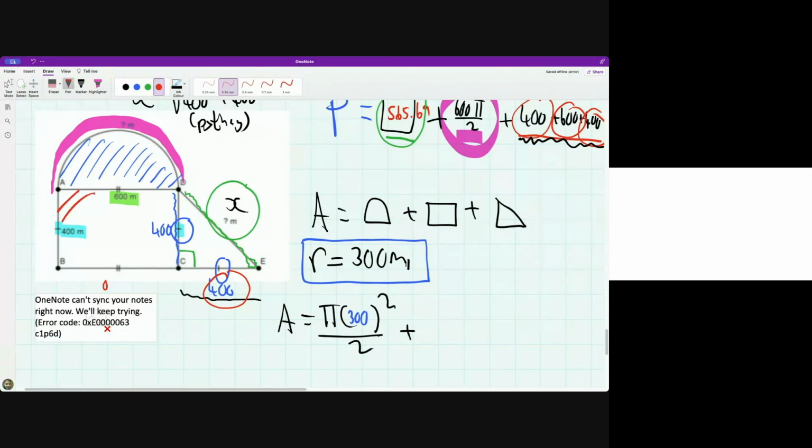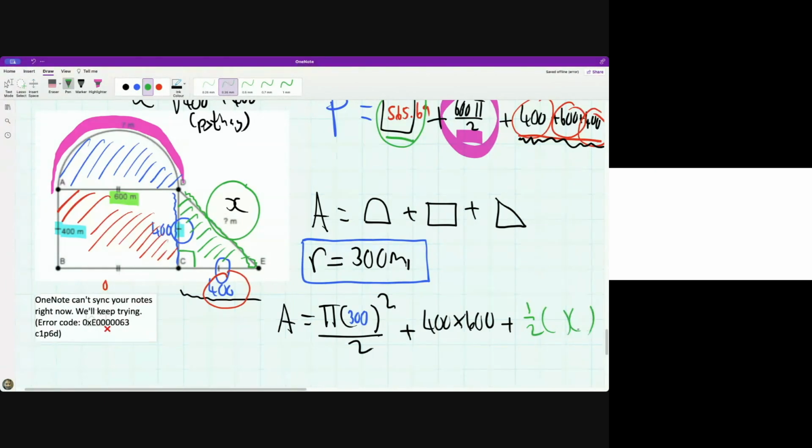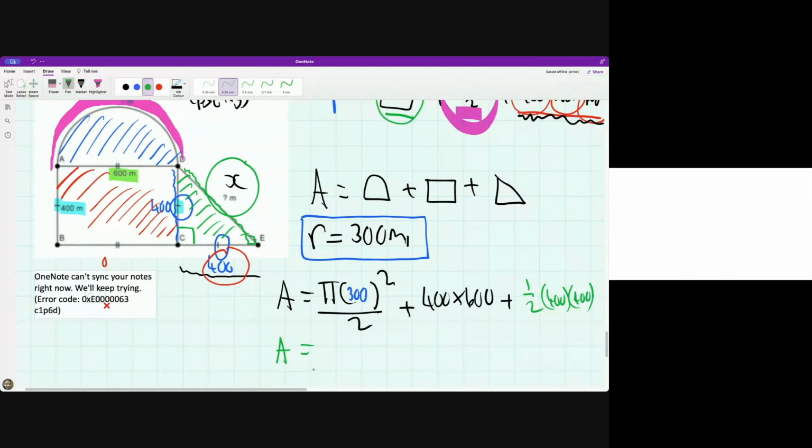How are we going to get the area over here? Oh, that's just going to be 400 times 600 because it's a rectangle. So that's okay. And now I need the area of this bit. Oh, but I just go a half base times height. But the base and the height are both 400. So what is my final answer? I'm going to have to plug this into my calculator.